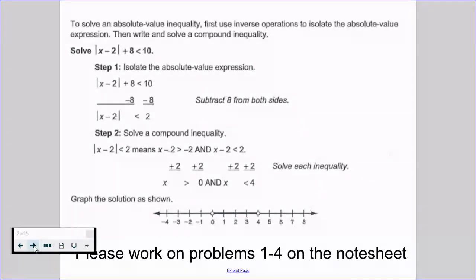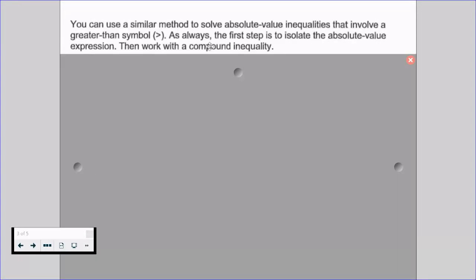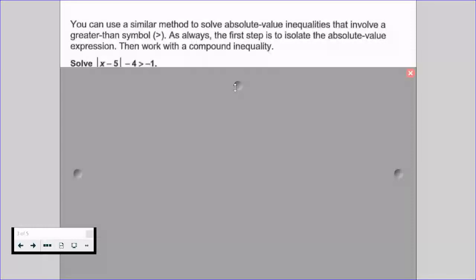All right, if you listen to my voice, that means you worked on problems 1 through 4 on the note sheet and you're ready to move on. So you can use a similar method to solve absolute value inequalities that involve a greater than symbol. In our previous example, we talked about what happens when we have a less than symbol, but now we're going to talk about how to do it when we have a greater than symbol. But as always, the first step is to isolate the absolute value expression and then work with a compound inequality.